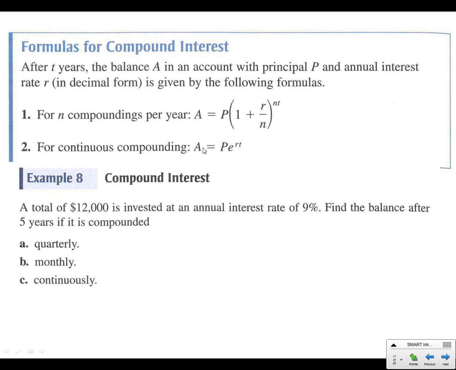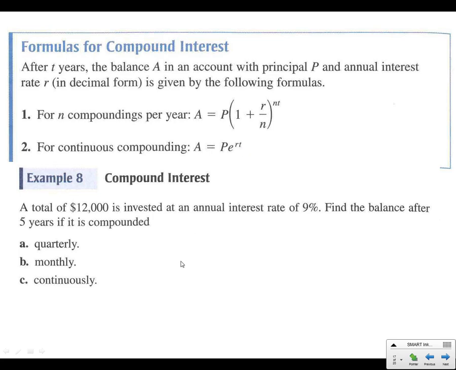Now, some banks give you continuous compounding. That means that you're getting interest all the time. It's not like every month or every week. It's just constantly you're getting a little bit of interest all the time. And that follows this formula: P times e, the natural base, to the r, whatever your rate is, times t, however many years you're going.